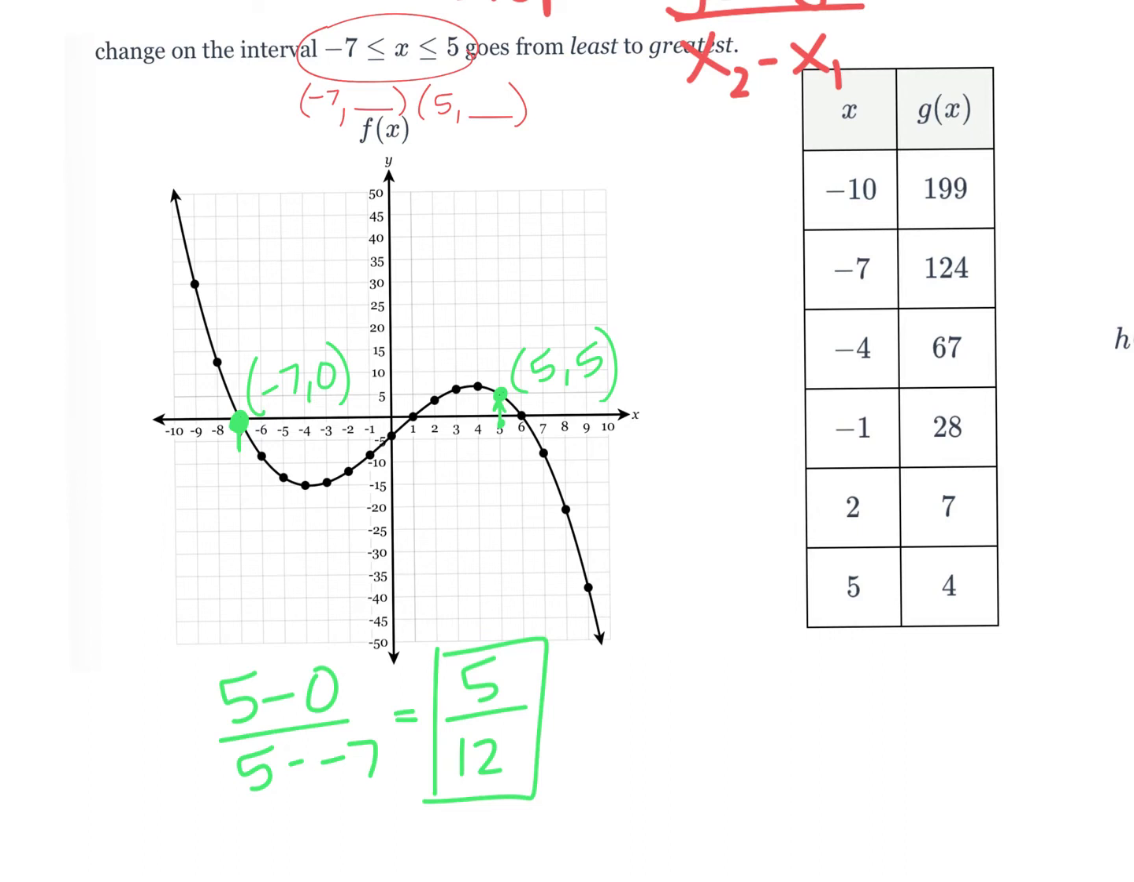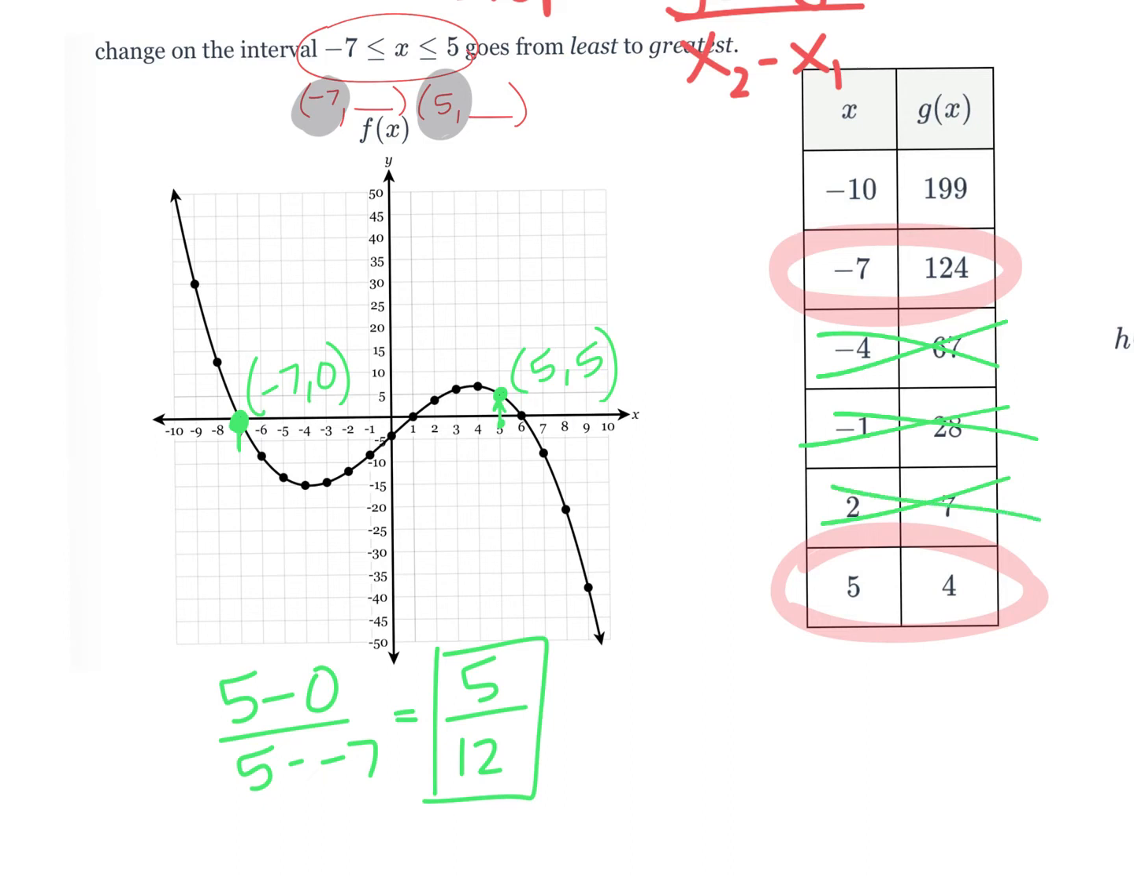When you look at a table, same idea. I still care about these endpoints of -7 and +5. So in my table, I'm going to pull the point -7 and +5. And I don't care about any of the rest of it. The rest of the table is completely irrelevant because I just care about those 2 points.